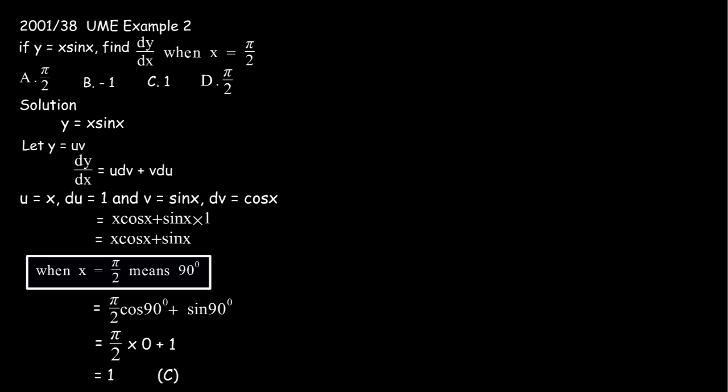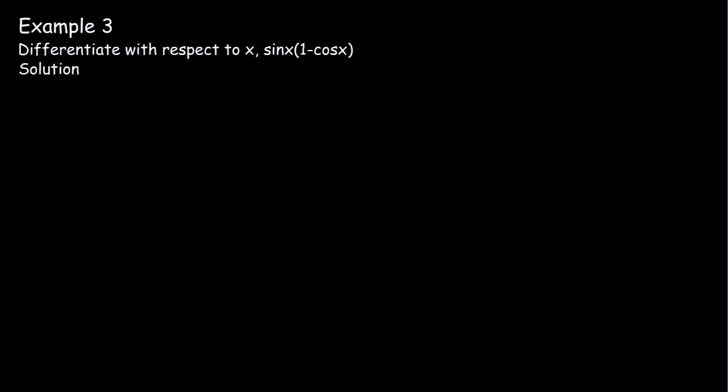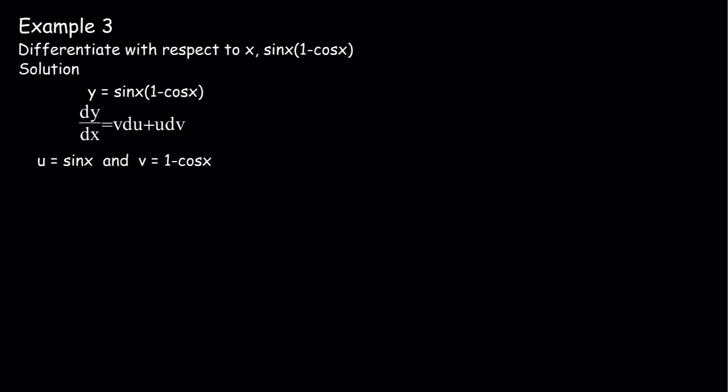We have another question that states: differentiate with respect to x, sin x in brackets 1 minus cos x. The first thing we are going to do is write down our equation, y equals sin x in brackets 1 minus cos x, and since they are multiplying each other, we are going to be using the product rule. Our product rule formula is dy/dx is equal to v du/dx plus u dv/dx. Now let u be equal to sin x and v be equal to 1 minus cos x.